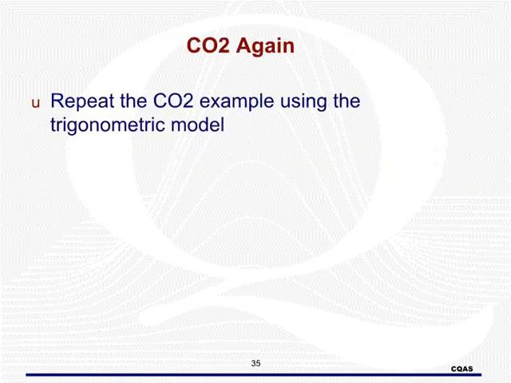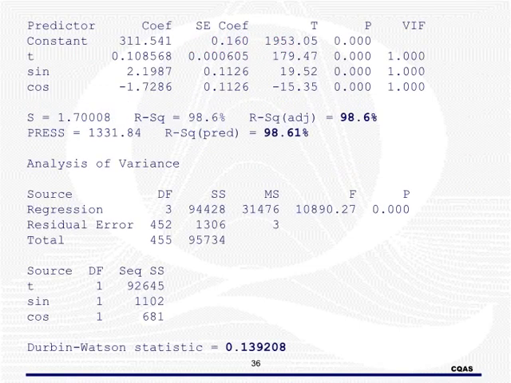Let's go back and repeat the CO2 example using trigonometric functions. Here are the results. I created the sine and cosine variables by finding the sine of 2 pi t / L and cosine of 2 pi t / L and using each as a predictor. Based on the RSQ, ADJ, and RSQ, pred, the model seems to fit well.